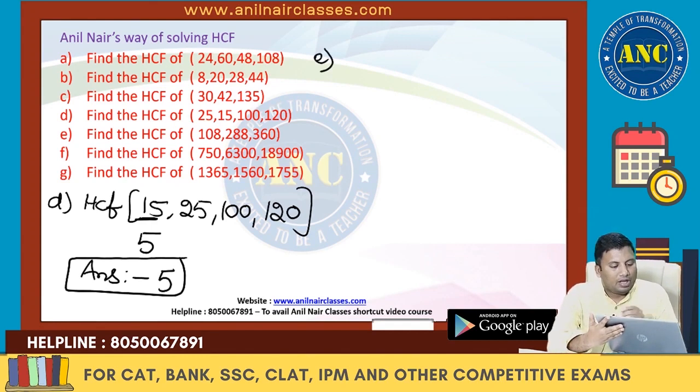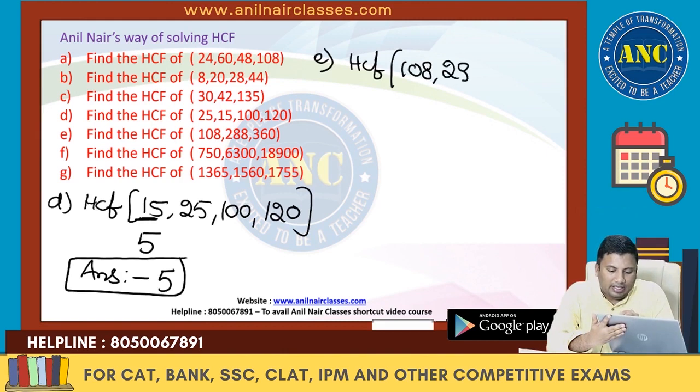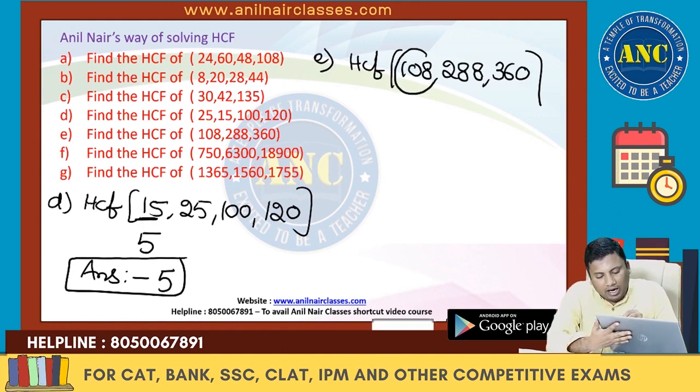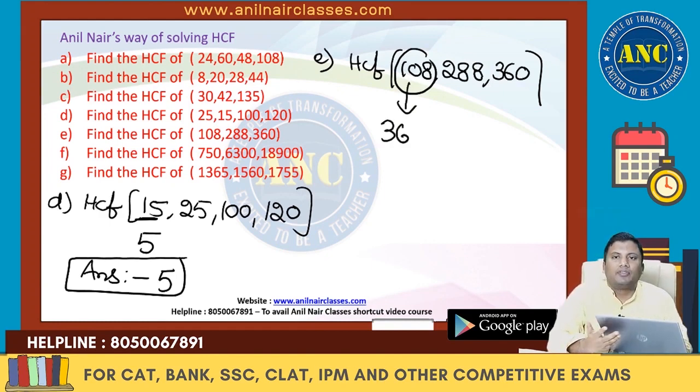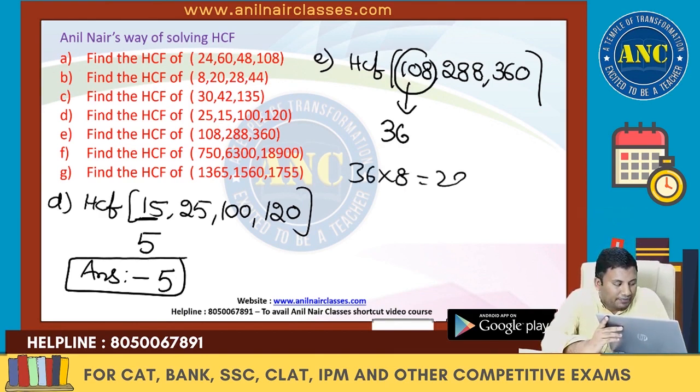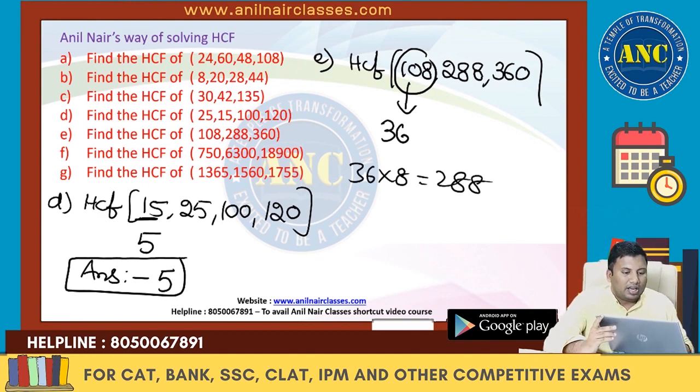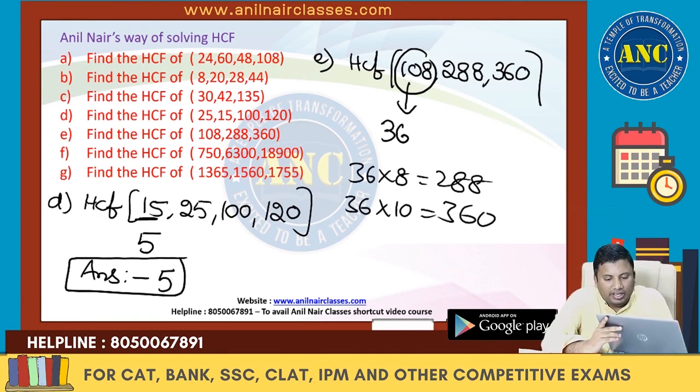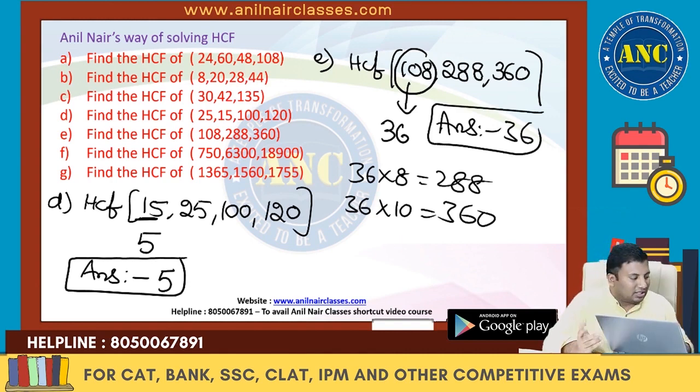Option E. Find the HCF of 108, 288 and 360. Take a factor of the lowest number. 108. 108 is not a factor of 288. So the next factor is 36. 36 8s are 288. 36 10s are 360. It should divide every other number. So the answer is 36.